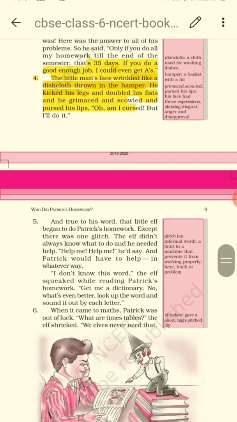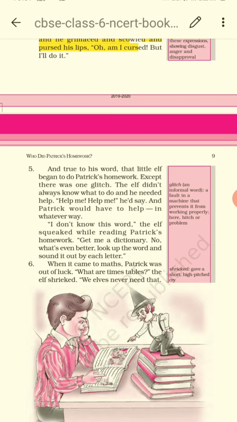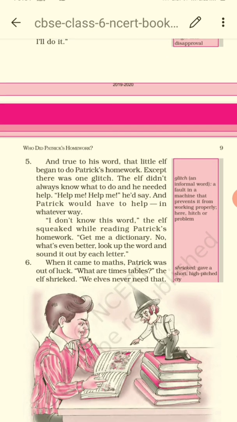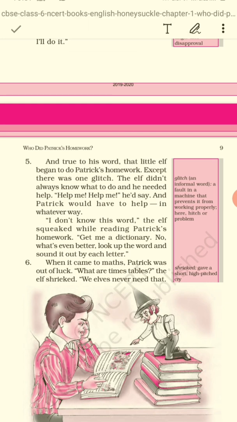All right. So now I'll explain you fifth para, which reads, and true to his words, the little elf began to do Patrick's homework, except that there was one glitch. Okay, here is one new word, glitch. Can you see the highlighted one? Glitch. The elf didn't always know what to do and he needed help. Help me, he would say, and Patrick would have to help in whatever way.